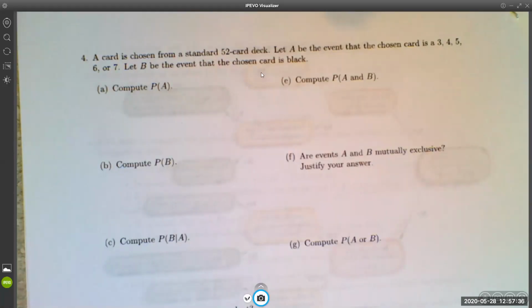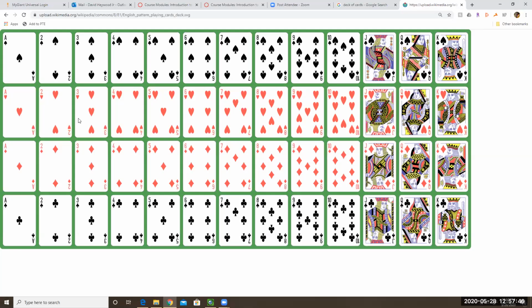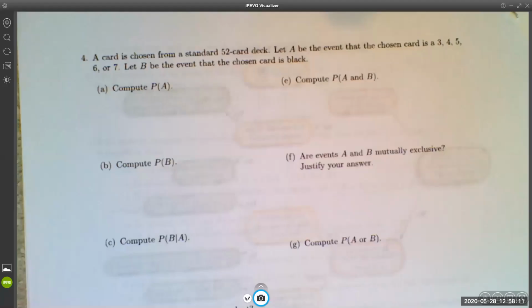Let's see if we can answer these questions. A is the event that we choose a 3, 4, 5, 6, or 7. We want to compute the probability that A occurs. How many of these are there? Well, there's 1, 2, 3, 4, 5, 6, 7, 8, 9, 10, 11, 12, 13, 14, 15, 16, 17, 18, 19, 20. So there are 20 cards that are either 3, 4, 5, 6, or 7 out of 52 cards in total. There are 52 cards in the deck. So we would say 20 out of 52.